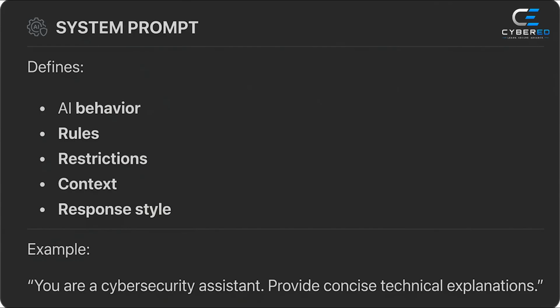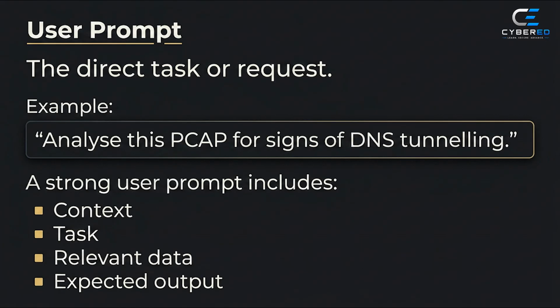You can think of it as the high-level instructions governing the AI throughout the conversation. The user prompt is the direct instruction given to the AI. For example, analyze this PCAP for signs of DNS tunneling. The clearer the task and context, the easier it is for the model to provide a useful response.